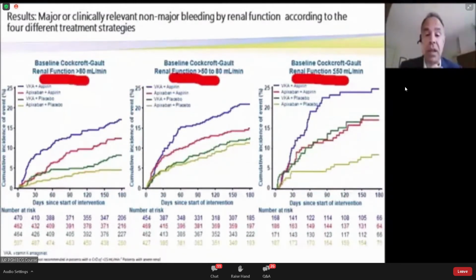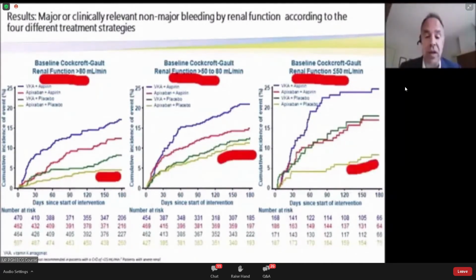And again, you can see very consistently that the group that does the worst, that solid blue line at the top, are those who were receiving vitamin K antagonism and aspirin. And this is now within, sorry, I said ARISTOTLE, this is within our AUGUSTUS trial. You can see that the group that did the best in terms of bleeding was the sort of olive green line here at the bottom in each of the panels.